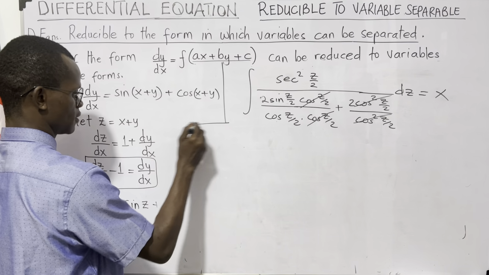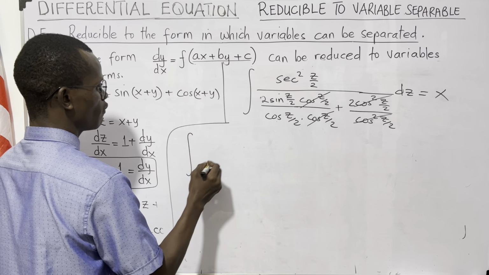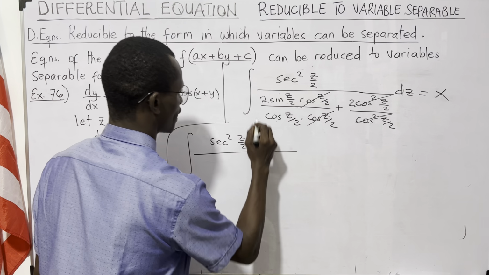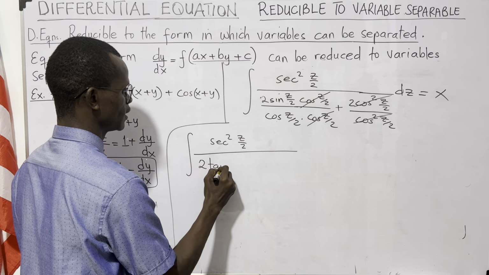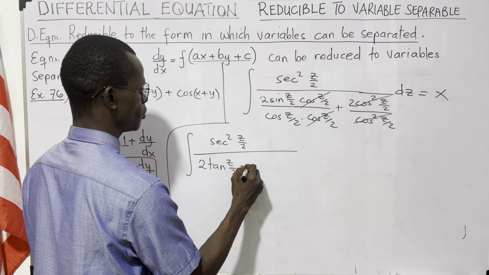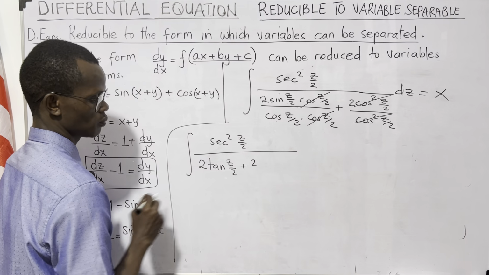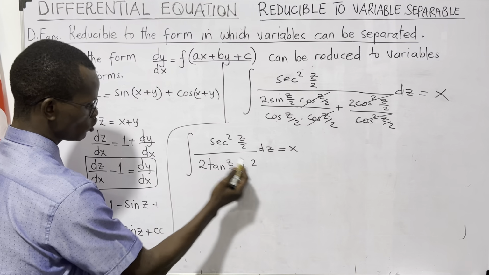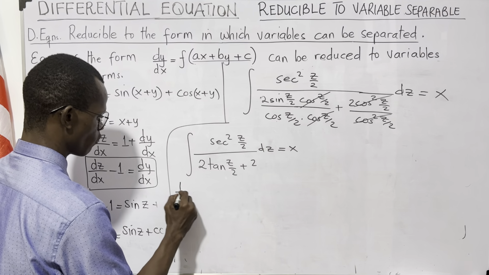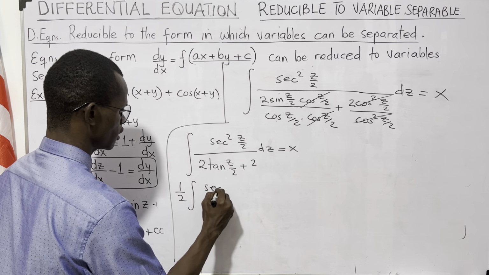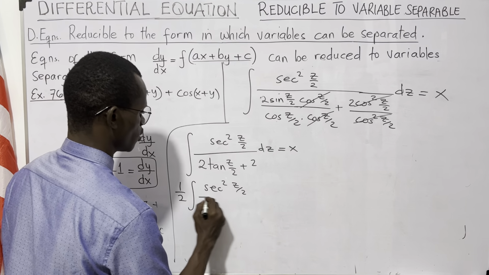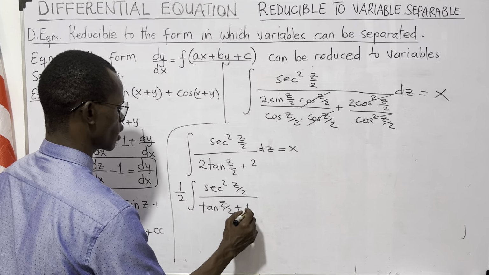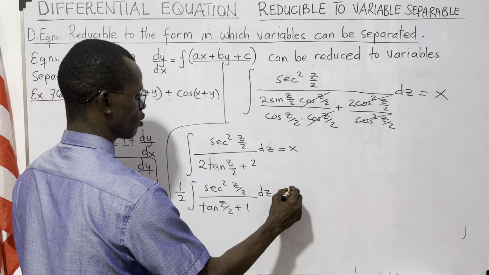We are left with the integral of secant square z over 2 divided by 2 tangent z over 2 plus 2, where z equals x. So 2 and 2, we can factor out 2. So we have 1 over 2 integral of secant square z over 2 all over tangent z over 2 plus 1, dz, where z equals x.